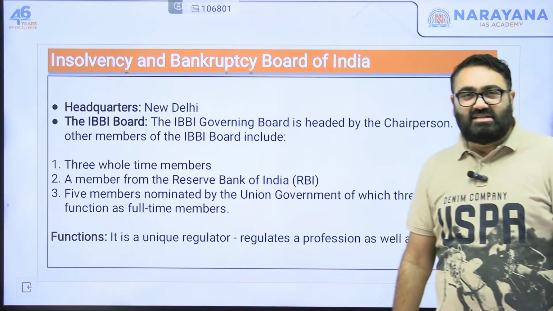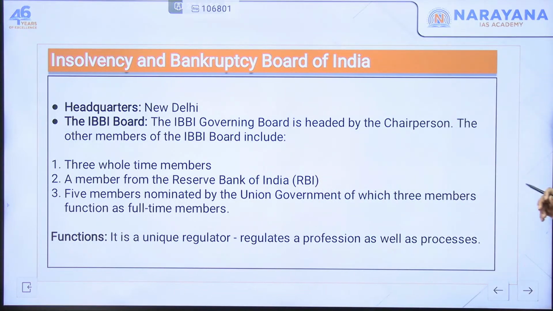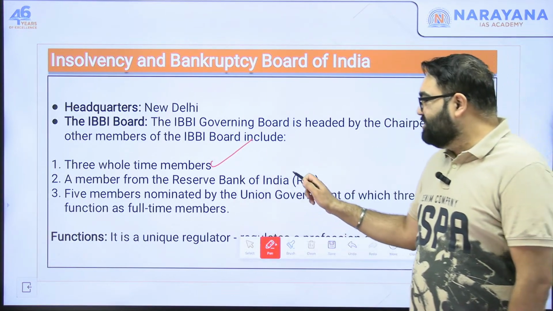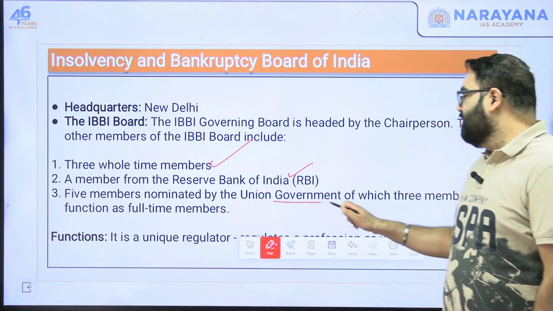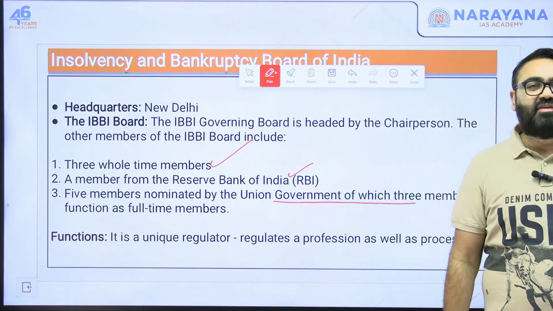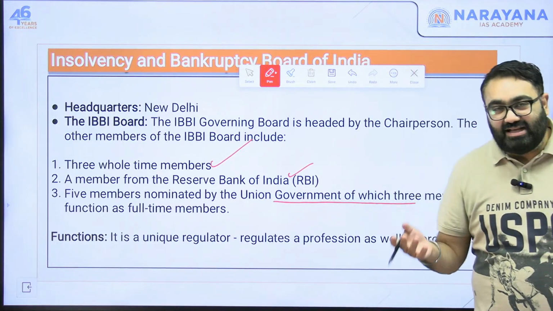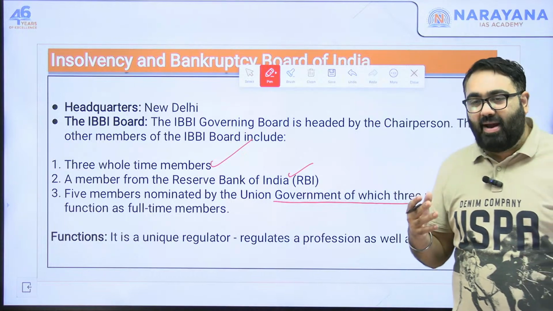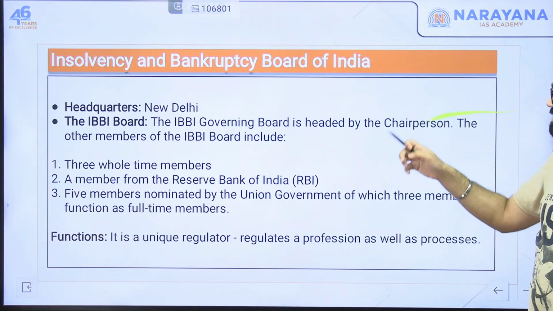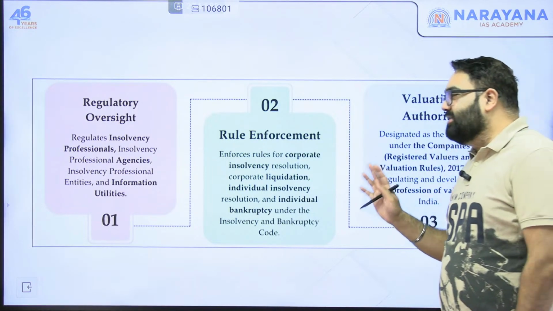This board, that is the Insolvency and Bankruptcy Board, is headquartered in Delhi, as expected. It is governed by a chairperson. Apart from the chairperson, it has 3 whole-time members. There is a member from RBI as well, and there are 5 members nominated by the union government as well. So it's a big board that regulates the working of the insolvency professionals, and regulates the working of this entire process, about whether or not it is being done in a neutral manner, whether or not the insolvency professional is favoring the company or whether they are favoring the lenders, the banks, because both of these have their own agenda hidden.